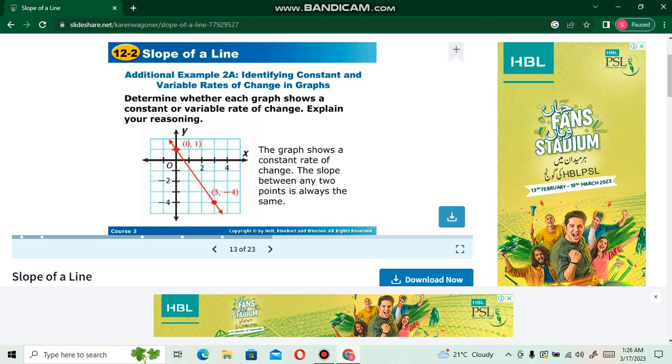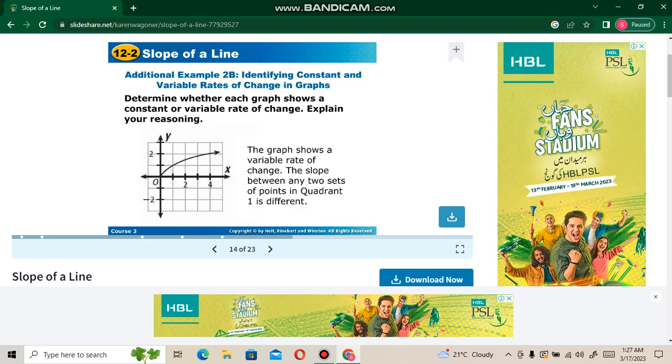Additional example 2, identify constant and variable rates of change in graphs. Determine whether each graph shows a constant or variable rate of change. Explain your reasoning: the graph shows a constant rate of change. The slope between any two points is always the same.